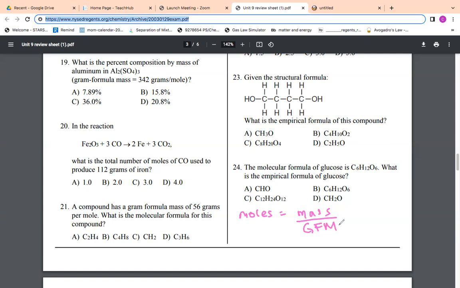Now this one is actually really nice and easy because they're giving us the mass. So I'll erase this. Sorry, my windows are open. The given mass is 112 grams of iron, and the gram formula mass of iron is real simple because it's just iron. So it's literally just the atomic mass that you see on the table, which would be 56 grams. You divide these, and it ends up just being 2 moles of iron.